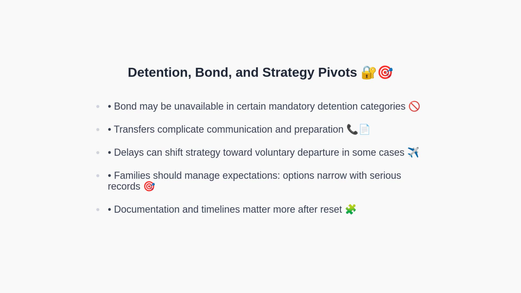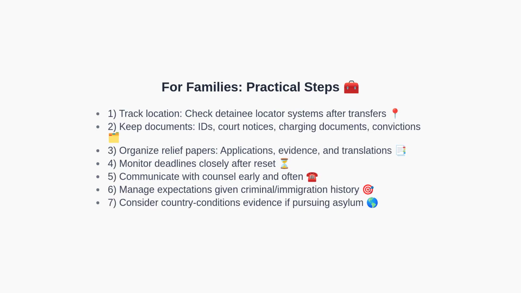Now, to translate this into practical action, let's cover concrete steps families can take. Here are practical steps for families. First, track the detained person's location using available detainee locator tools following any transfer. Second, keep essential documents organized, including identification, court notices, charging documents, and certified records of conviction. Third, maintain updated relief applications, supporting evidence, and any required translations. Fourth, monitor court deadlines closely after a reset.